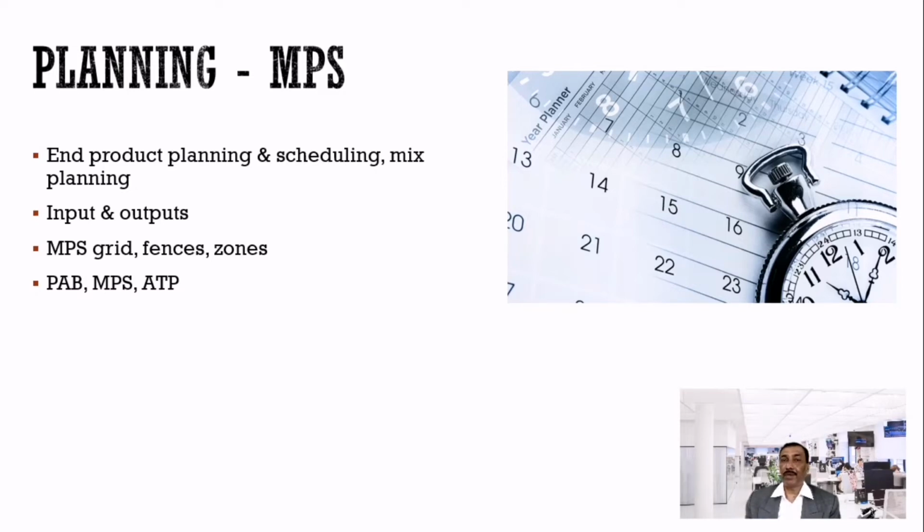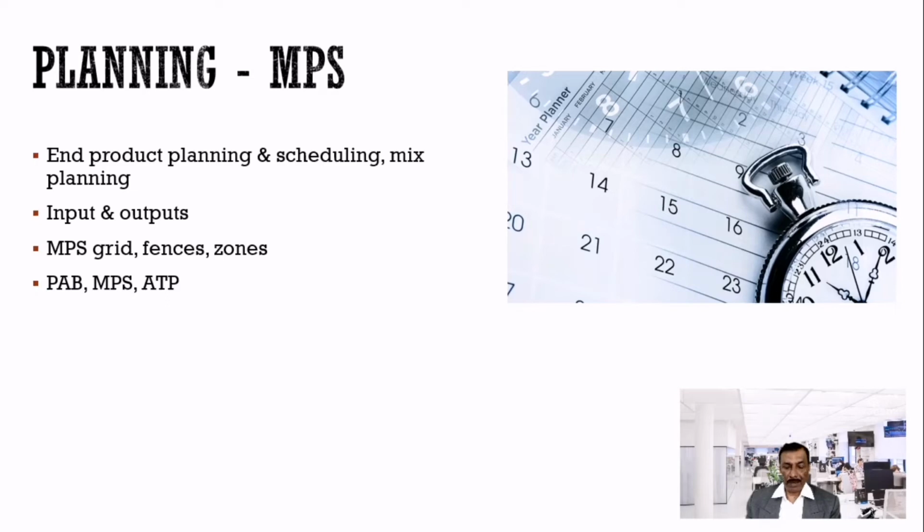Next one important thing is called ATP, available to promise. At this stage, you can promise to the customer if there is an inquiry. Either the customer can log into the system and find out whether this part, this quantity, this time period delivery is possible or not, or they can inquire with the marketing team: I need this part quantity, is it possible? This is where ATP calculation is made possible by using the MPS process.